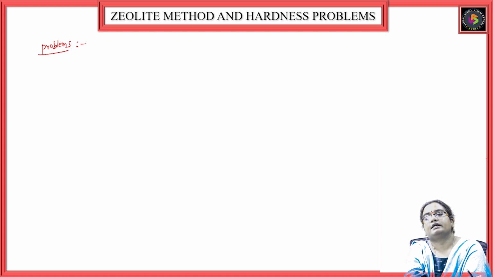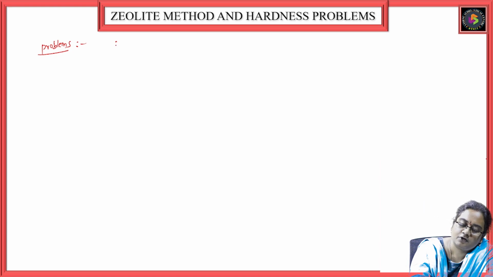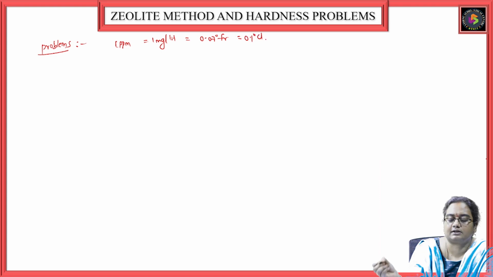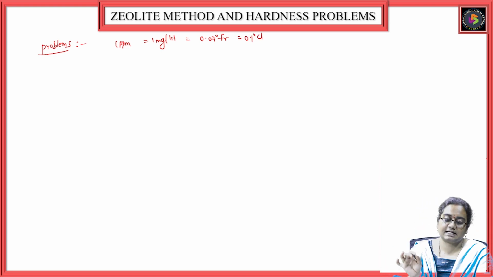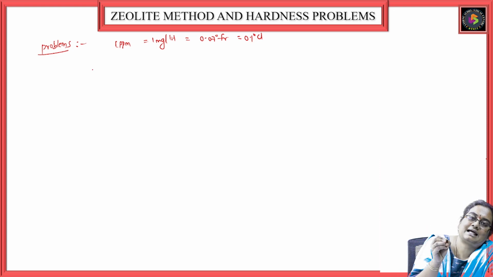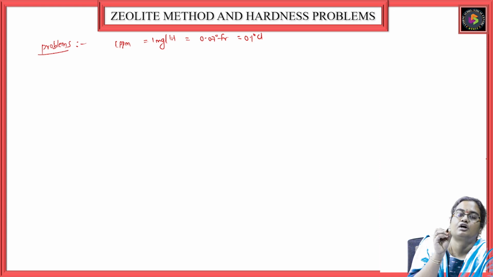So we know that hardness is expressed in terms of ppm. Sorry, 1 ppm is equal to 1 milligram per liter, which is equal to 0.07 degree French, which is equal to 0.1 degree Clark. This we already discussed in the very first class itself. And we also discussed that hardness-causing salt can be expressed in terms of calcium carbonate equivalents.